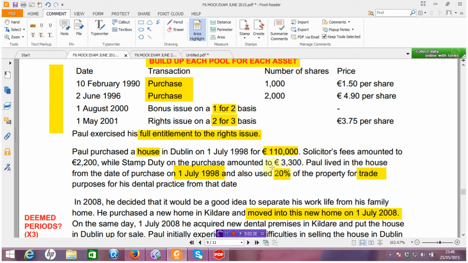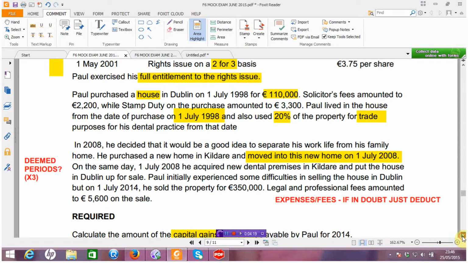Now, one thing that's a little bit unusual here, and what the examiner does, is to include an element of the property that is used for trade purposes. So what we've got to think about is, if we have a property that is being used 20% for trade purposes, in other words, it will not be PPR relevant, what we're going to do is strip out that element of the gain and make it chargeable. So in effect, 20% of the gain that is made is definitely going to be chargeable, and only 80% relates to the PPR element. Okay, so we'll see how that works within the answer.